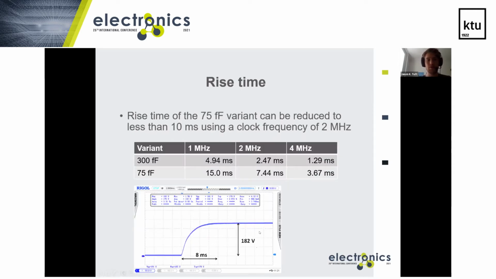Looking at the rise time of the two variants when clocked at 1 megahertz, the 75 femtofarad variant doesn't rise fast enough. When clocked at 2 megahertz, it does, which is perfect, except at this clock frequency the power consumption is way too large, with 300 microwatts for the 75 femtofarad version.